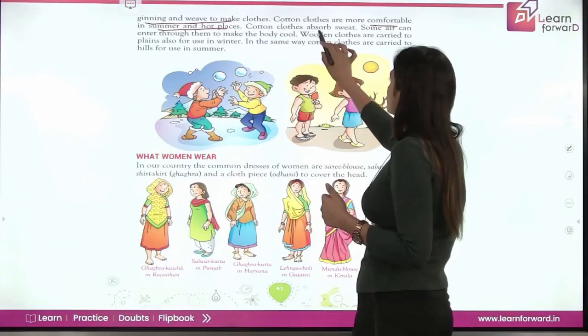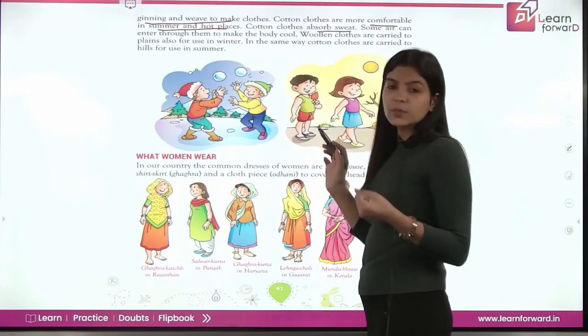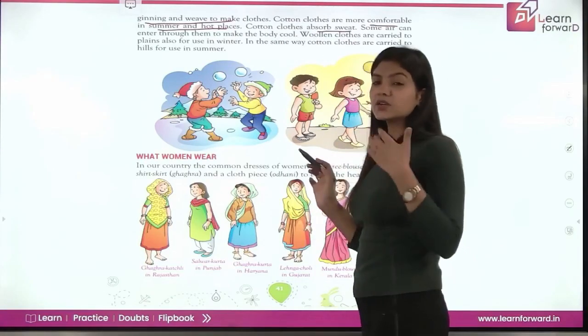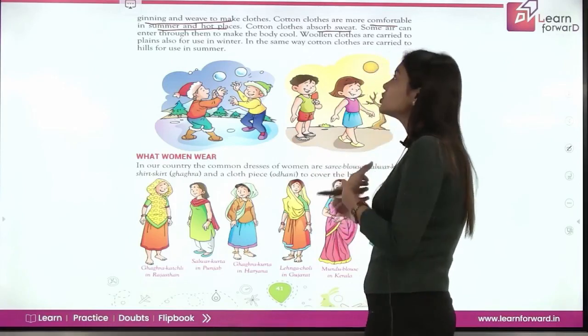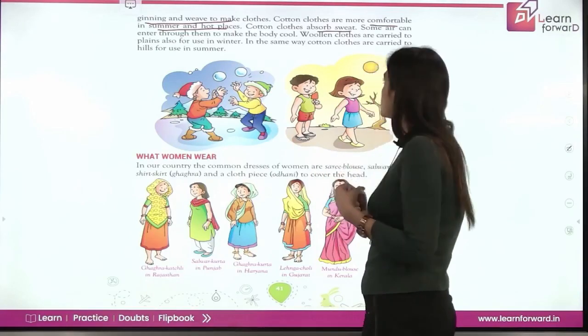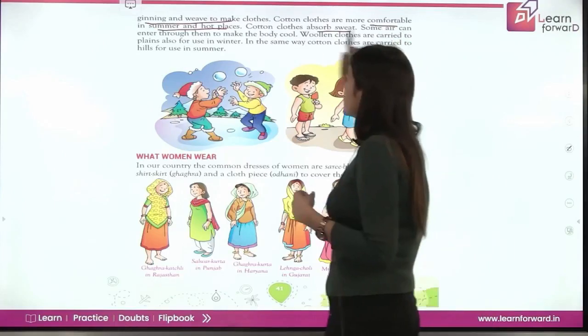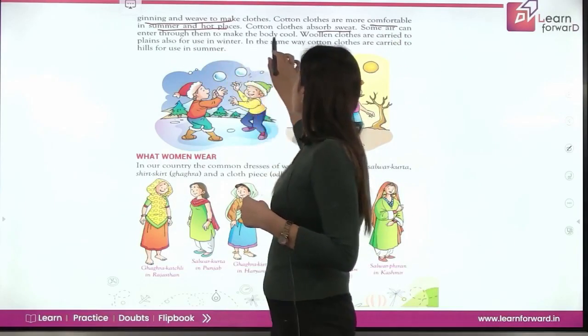Cotton clothes absorb sweat. So cotton clothes क्यों पहने जाते हैं? बेसिकली क्योंकि हमें जब पसीना आता है या स्वेटिंग होती है समर्स के अंदर, so they help in absorbing the sweat of our body. Some air can enter through them to make the body cool.